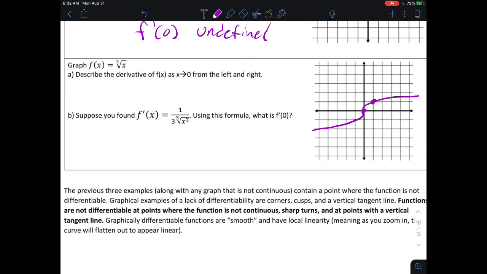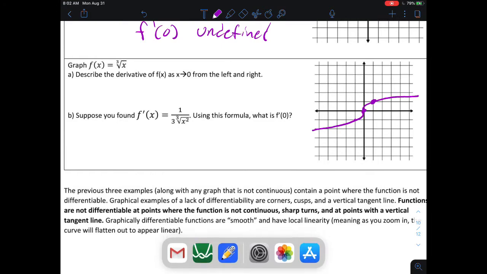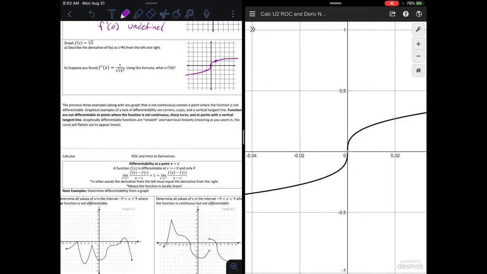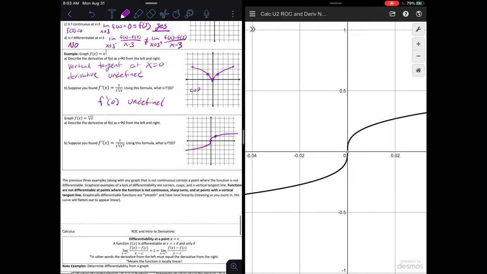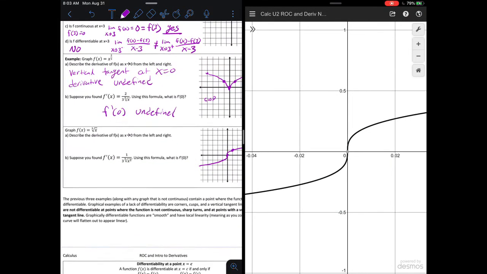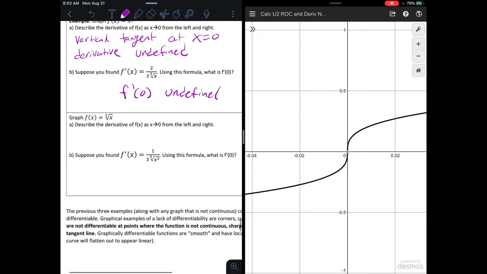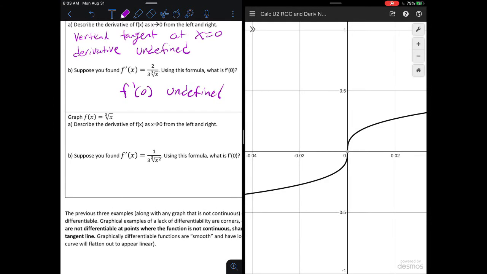Now we're looking at the graph of the cubed root of x, and I made a sketch over here on the right-hand side, but let's go look at Desmos so we get a more accurate picture. I already have this function graphed, the cubed root of x. And let me zoom in. Describe the derivative of f as x approaches 0 from the left and the right.